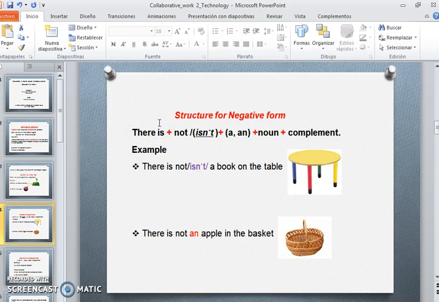A structure for negative form: there is plus not or isn't plus a or an plus noun plus complement. Example: there is not a book on the table, or there isn't a book on the table. Another example: there is not an apple in the basket.